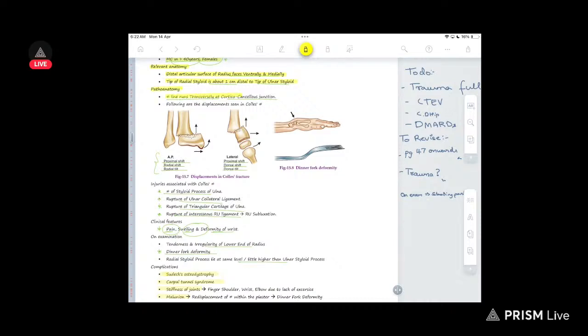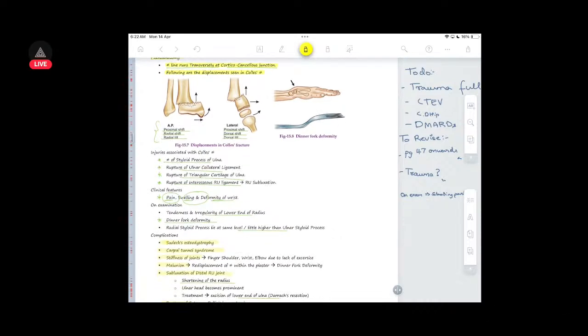Pathoanatomy: the fracture runs transversely at the corticocancellous junction. So following the displacement seen in Colles, you have AP displacement, which is proximal shift, radial shift and radial tilt. Lateral displacement, which is lateral proximal shift, dorsal shift and dorsal tilt. So proximal shift is common in both. There is a radial shift, radial tilt, dorsal shift, dorsal tilt. Then you have dinner fork deformity.